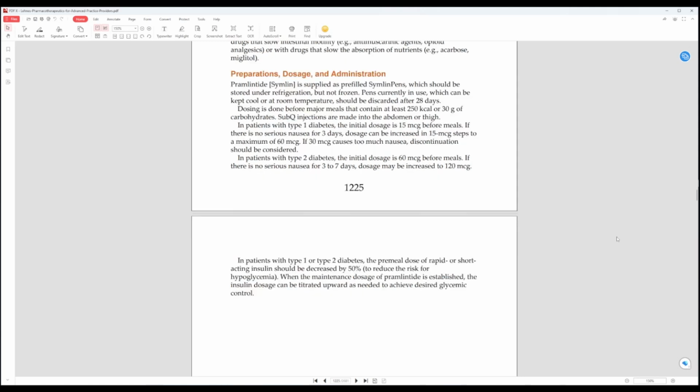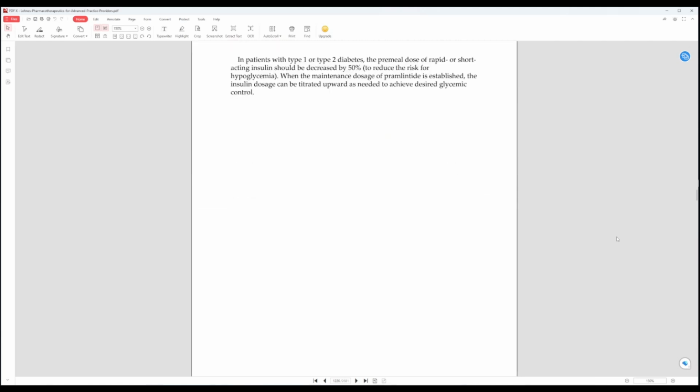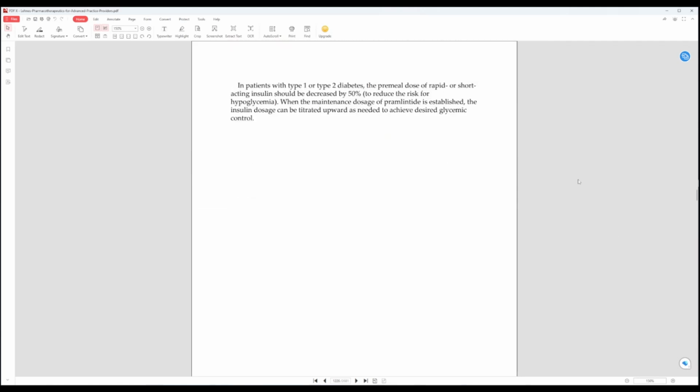In patients with type 1 or type 2 diabetes, the premeal dose of short or rapid-acting insulin should be decreased by 50% to reduce the risk for hypoglycemia. When the maintenance dosage of pramlintide is established, the insulin dosage can be titrated upward as needed to achieve the desired glycemic control.